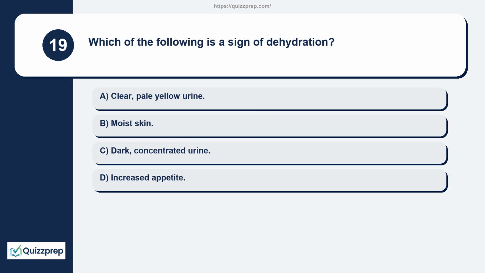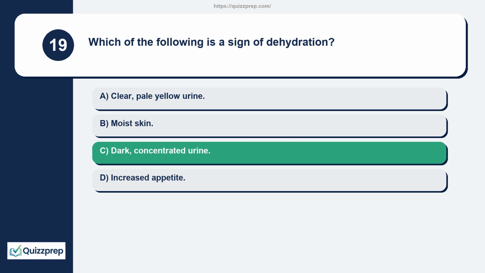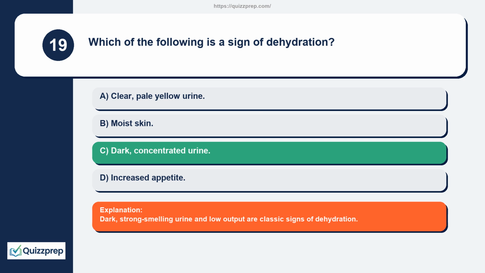Question 19. Which of the following is a sign of dehydration? Clear, pale yellow urine. Moist skin. Dark, concentrated urine. Increased appetite. Dark, strong-smelling urine and low output are classic signs of dehydration.